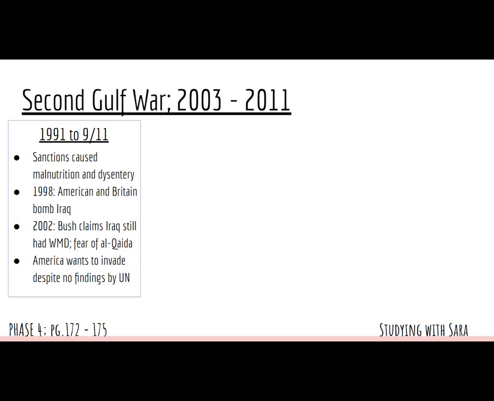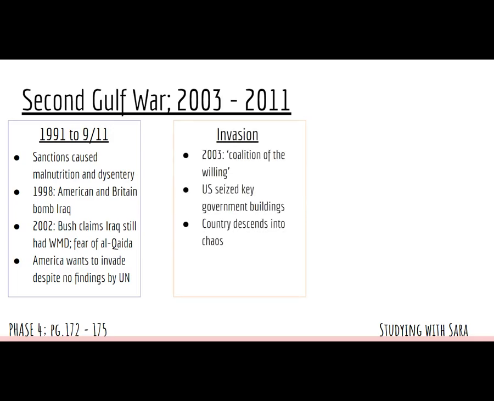After America and Britain bombed Iraq in 1998, many Arab states began to trade with Iraq once again, which eased the pressure of trade. In 2002, Bush accused Iraq of still holding weapons of mass destruction, despite the United Nations statement that upon inspection, nothing was found. However, the US still wanted to invade Iraq to topple Saddam. As a result, in 2003, the Coalition of the Willing was created, consisting of America and Britain, along with a small number of Australian and Polish troops.